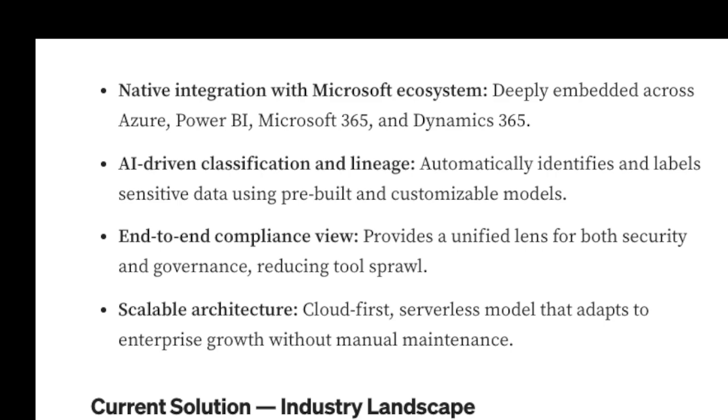So as we already discussed, the next section talks about the current solution industry landscape. It's saying, in case before Purview came into the picture, what were the challenges? The same thing, but we have articulated it at a very fine level, like how it can be utilized from a business user perspective.